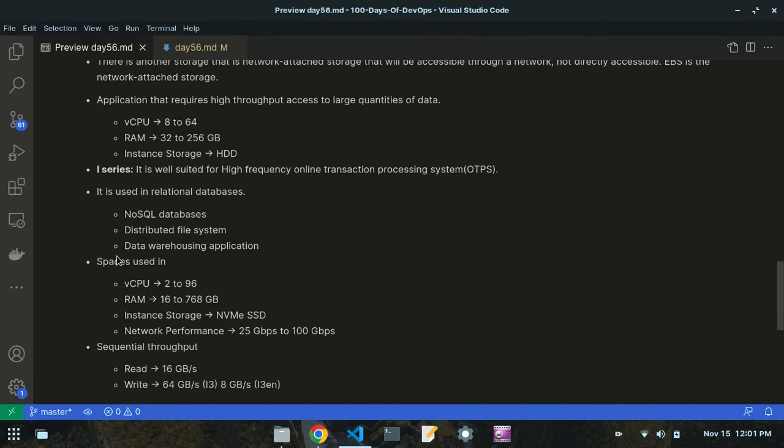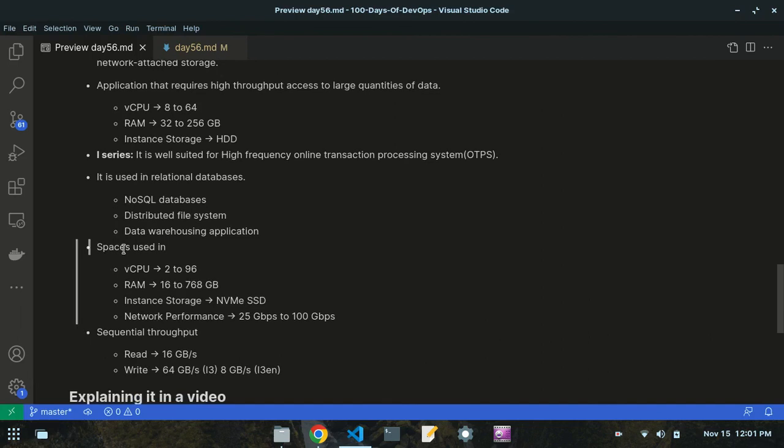Alright, and let's take a look at the I series. The I series is well suited for high frequency online transaction processing systems. In online transactions, the transfer of data is continuously going on. The money is transferring, and it keeps going on. Similarly, if you take a look at email services like Gmail, emails are going back and forth, so data transfer is happening frequently. In this way the I series will be used, where frequent data transmission happens.